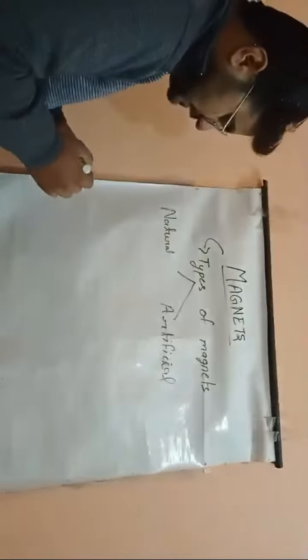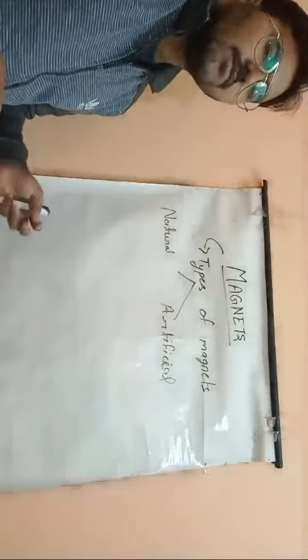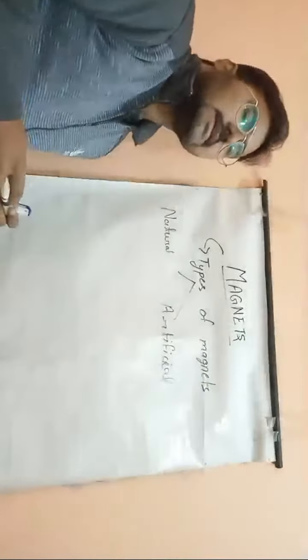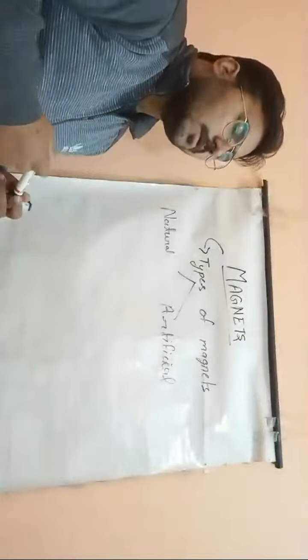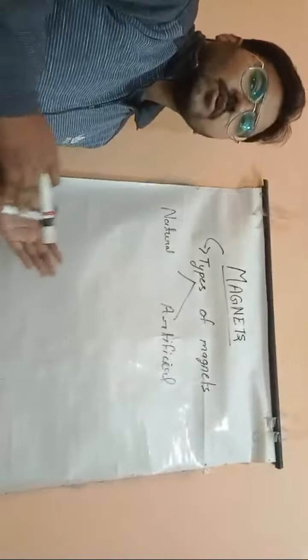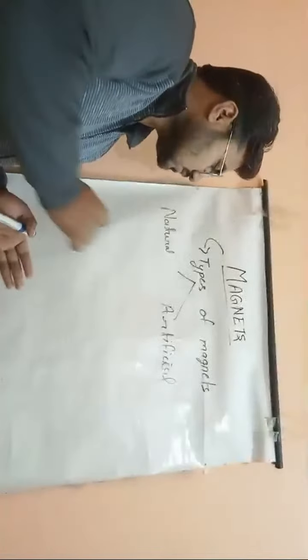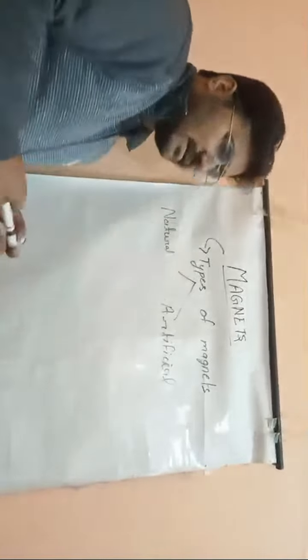Basically, natural magnets are those magnets which are made from natural things, like rocks. I have already told you about the lodestone or rocks. So when magnets are made from lodestones or rocks, that is called a natural magnet. After that, it is artificial.